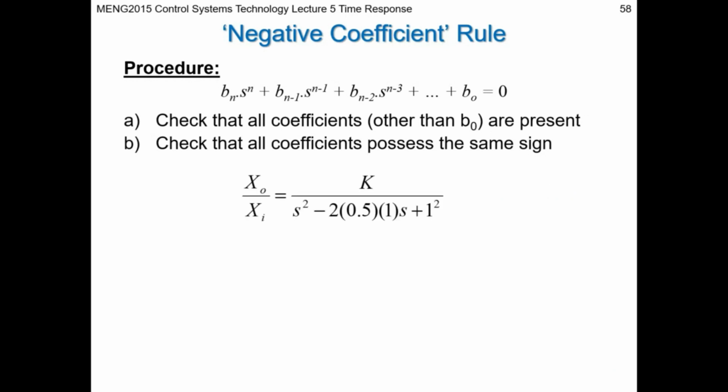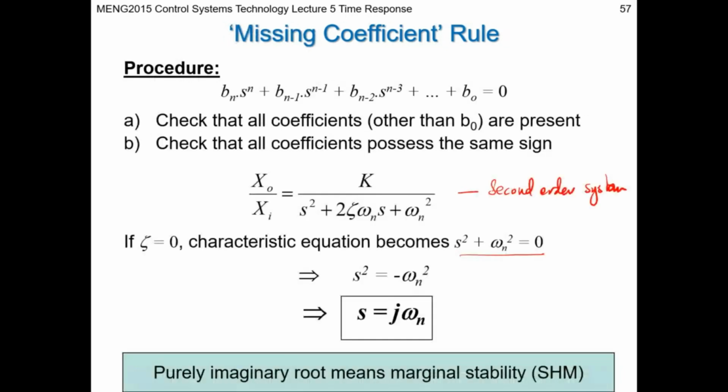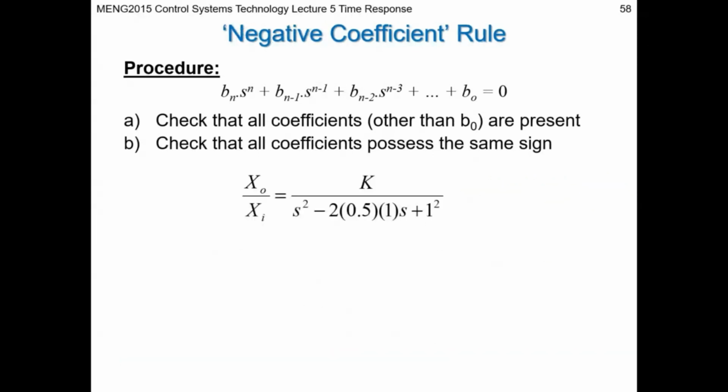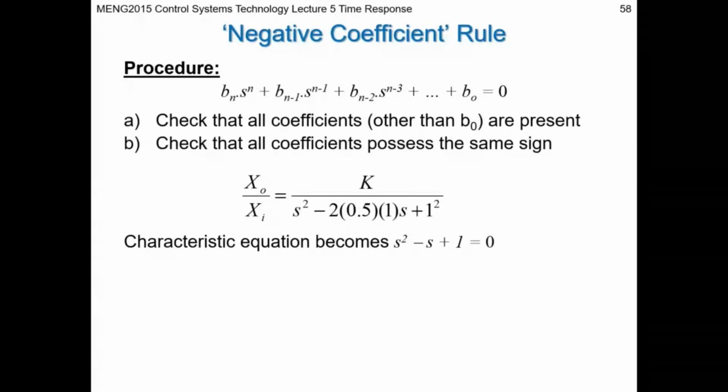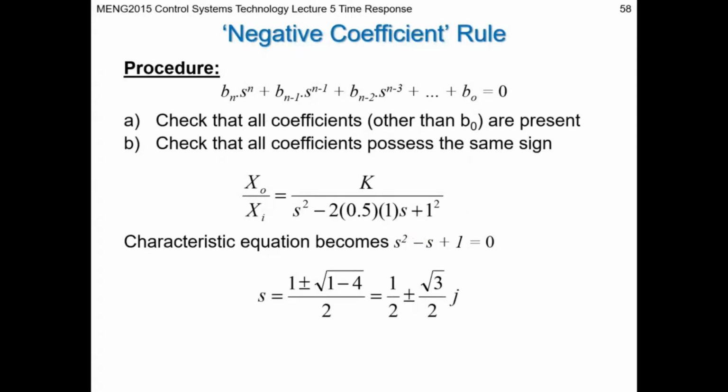There's another rule, which is the negative coefficient rule. The last slide was talking about missing coefficients. If you look at the title at the top, it says missing coefficient rule. This is how we treat a missing coefficient. But if we have a negative coefficient, what's the impact going to be? It's the same transfer function, but we've put numbers in. We've put 0.5 and 1 for zeta and omega n respectively. Now the characteristic equation, when we multiply it out, has this negative coefficient for the s term. What's that going to cause?